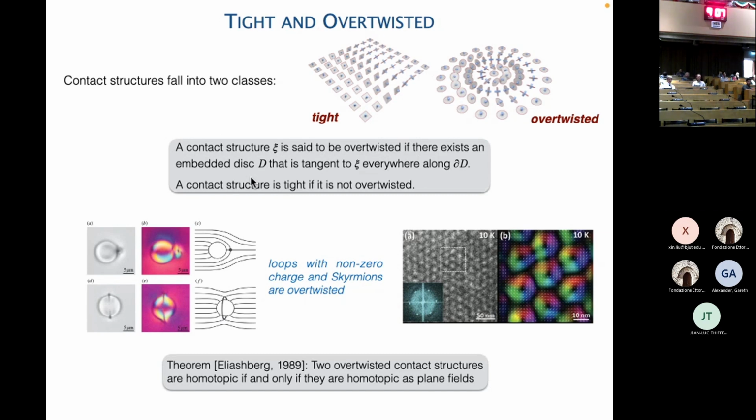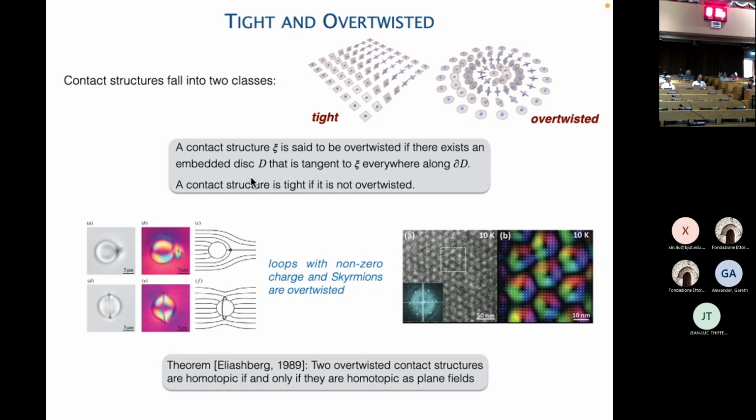So it turns out that any of the lines that shrink to a non-trivial point, they're all over twisted. Okay, if it shrinks to a trivial point, then it's tight. Otherwise, it's over twisted. And then also there are these skyrmion configurations. And the skyrmion configurations are, loosely speaking, exactly this technical definition. So they're also all over twisted.